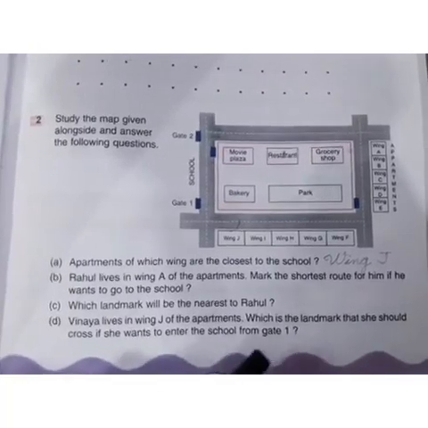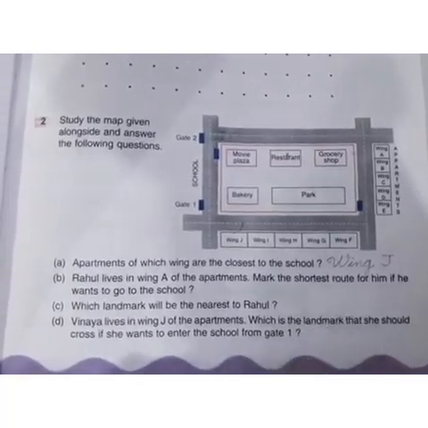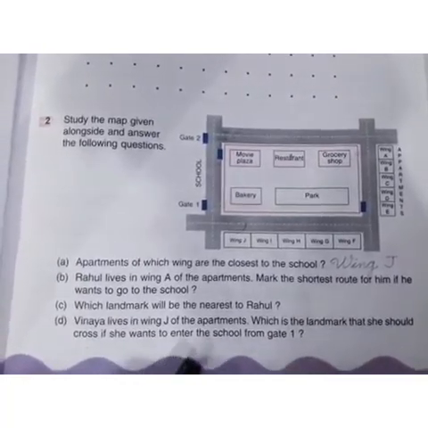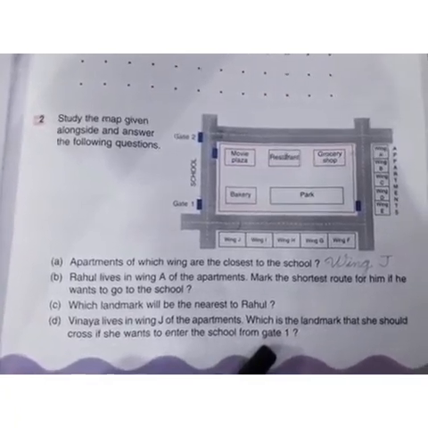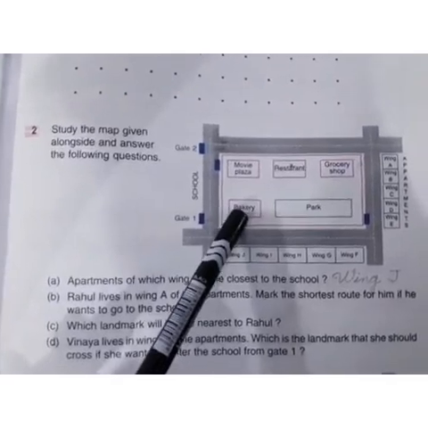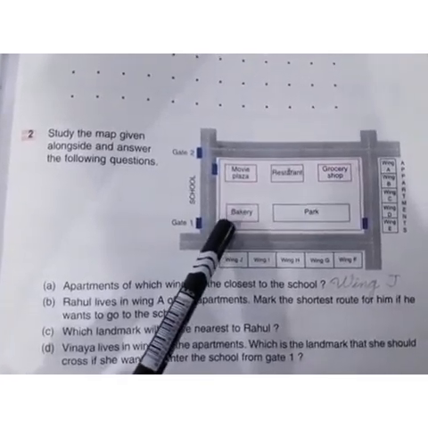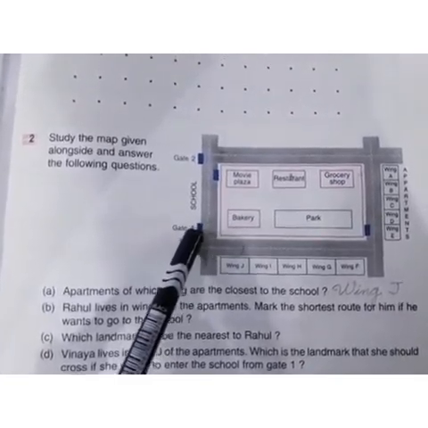Vinaya lives in wing J of the apartment. Which is the landmark that she should cross if she wants to enter the school from gate 1? Here we can see she has to cross the landmark bakery 2 and enter through gate 1. Here is your homework. Draw a simple map showing directions to go to your home from your school.